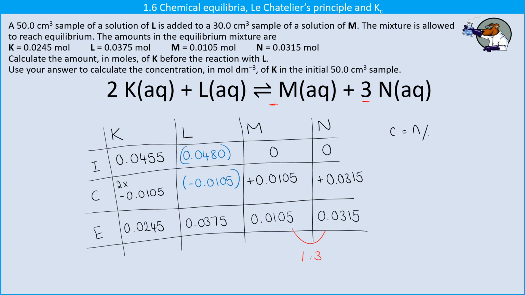So I'm going to do concentration is moles divided by volume, but that volume of course needs to be in decimetres cubed. So my 50 here needs to be divided by 1000 to convert it. So I can then do my initial moles of 0.0455 divided by the volume of 0.05, and that's going to give me an answer of 0.910 moles per decimetre cubed. And I've given my answer to 3 significant figures because all of the numbers given in the question are also to 3 significant figures.